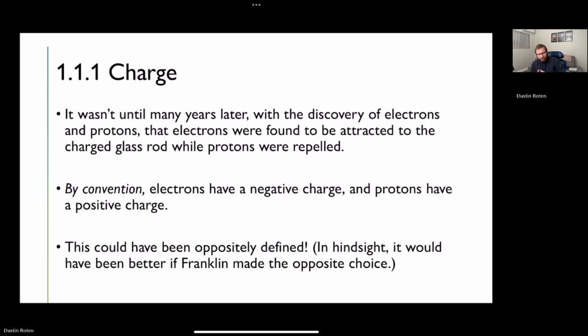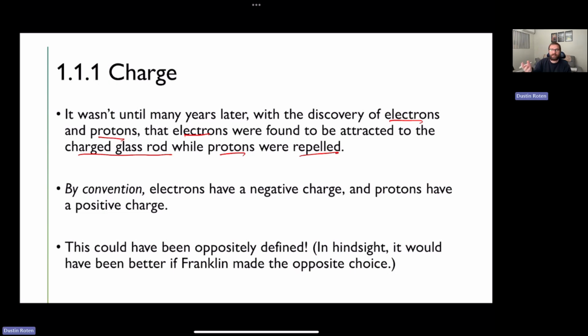It actually wasn't until many years later that electrons and protons were discovered. I'm sure you all have heard of these, but the whole idea here is that electrons were found to be attracted to that charged glass rod. So electrons were attracted to the charged glass rod. Protons were actually repelled.